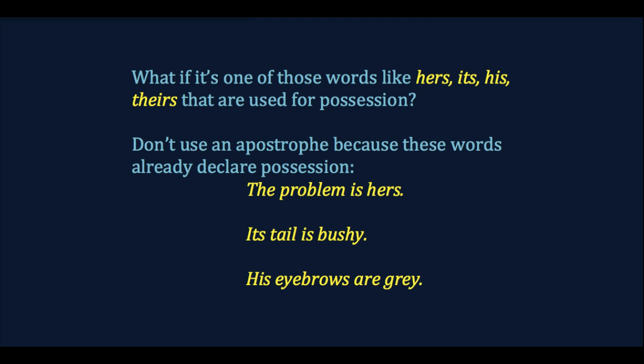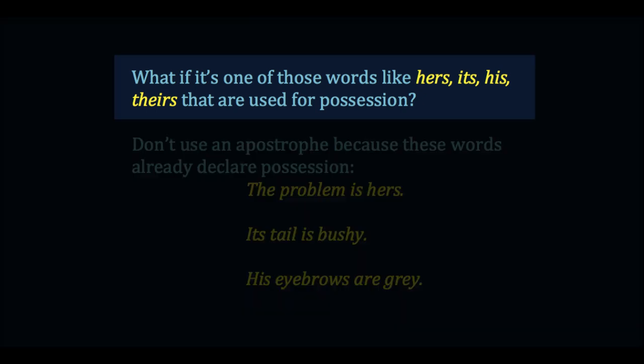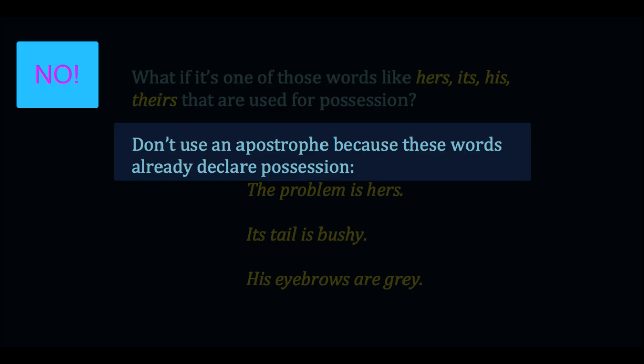And one last point, just to make sure you're clear on this. What if it's one of those words like hers, its, his, theirs? These are words that have possession. They're indicating possession. What do you do there? Do you put an apostrophe at the end? No, don't use an apostrophe because these words already are declaring possession.